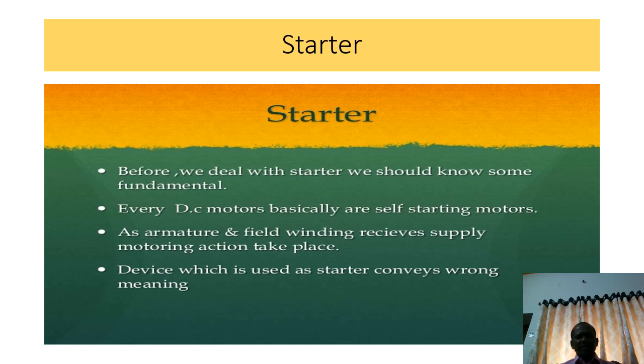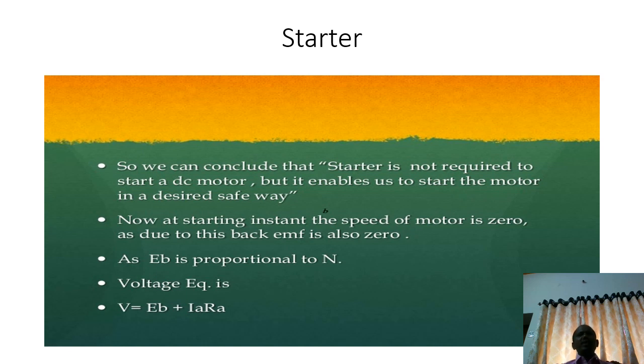You know that every DC motor is basically a self-starting motor, which has armature and field windings. When it receives supply, then motor action takes place. So in the case of DC series motors, DC shunt motors, and DC compound motors.